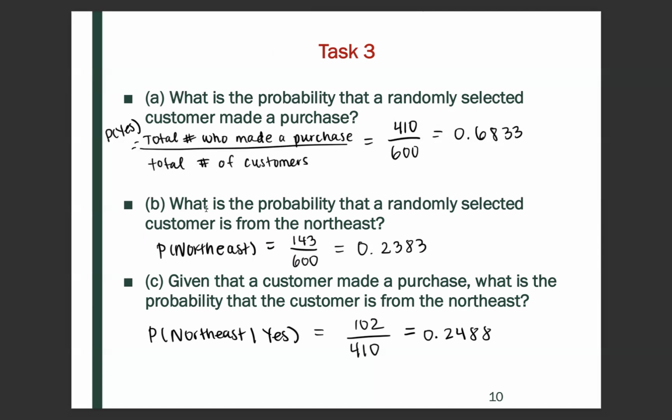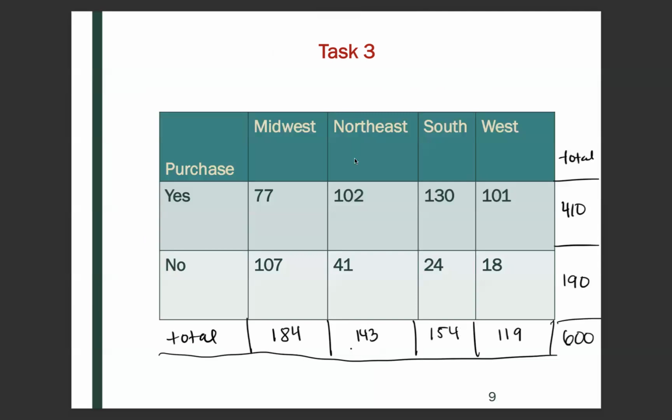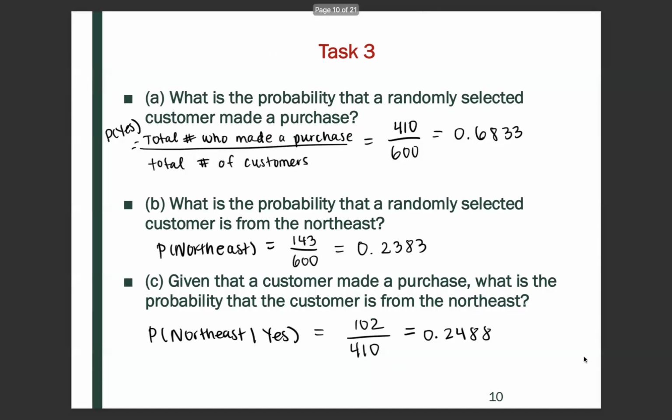What is the probability that a randomly selected customer is from the Northeast? So here, we'll look at the Northeast column. The total for Northeast is 143. And then we're going to divide that by the grand total, which is 600 people. So 143 divided by 600 is 0.2833, and that gives us the probability we were looking for.